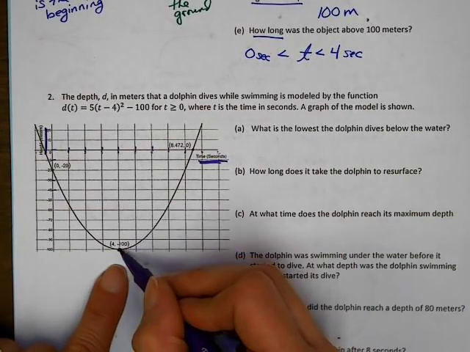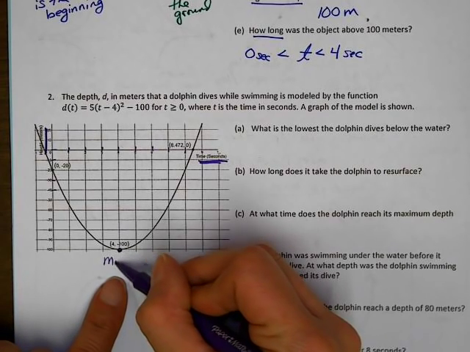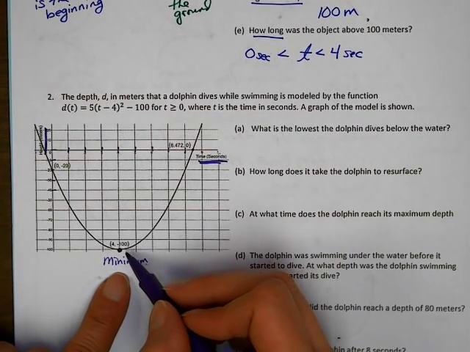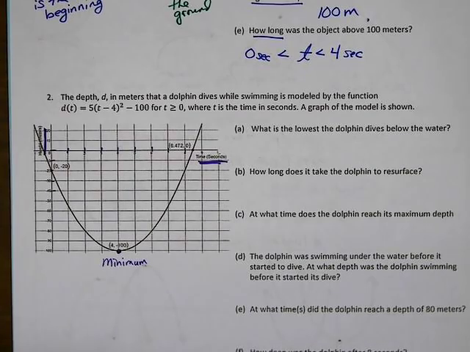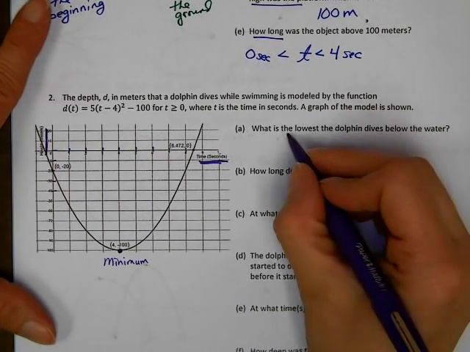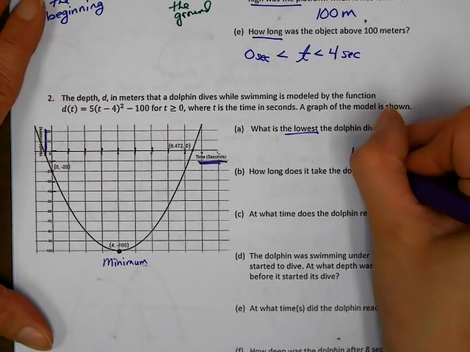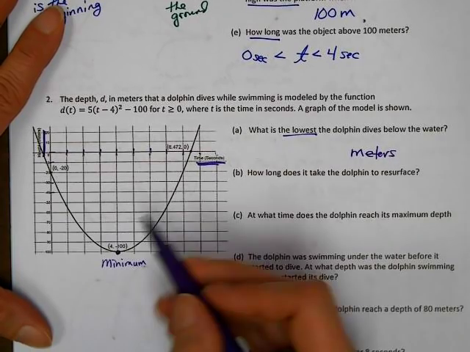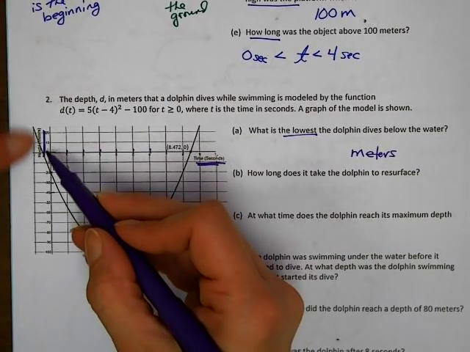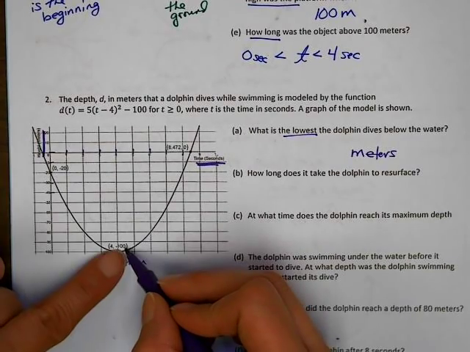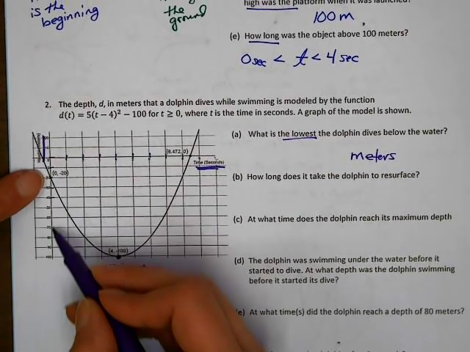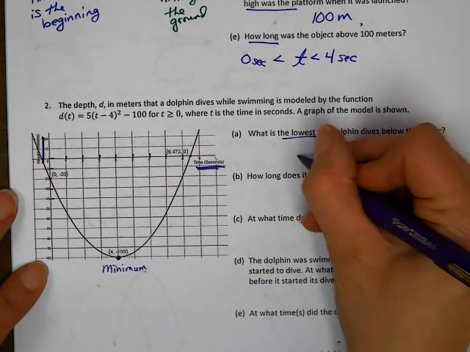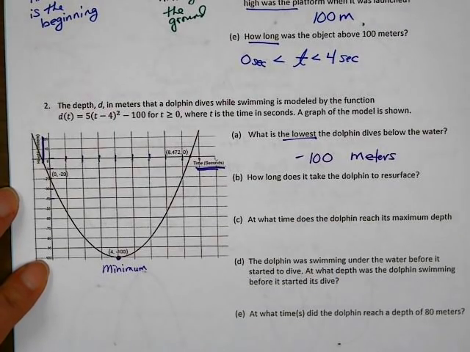Okay, so a lot of people are really good at finding the lowest. Here's the minimum. The question is, what's the right answer? Is the answer 4 or -100? When it says what is the lowest, I know my answer has to be so many meters. How many meters below? Okay, meters is the y-axis, so I got to pick the y number. Does it make sense that the number should be -100? 4 is the time. The correct answer is -100 meters.